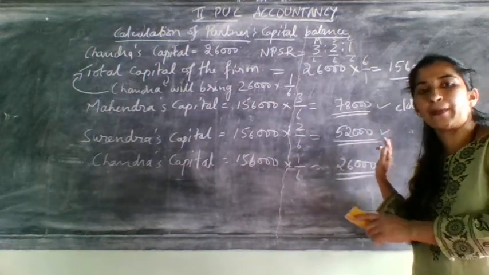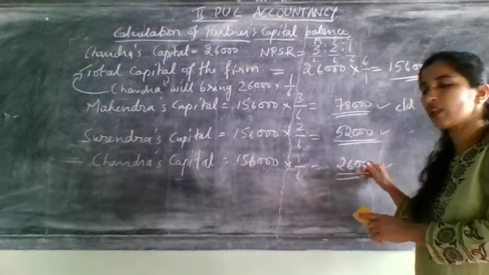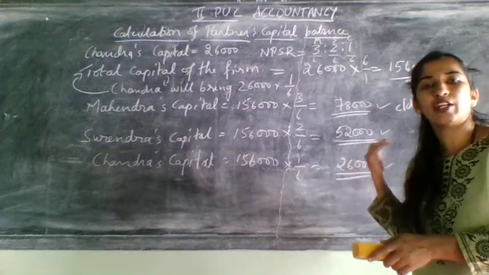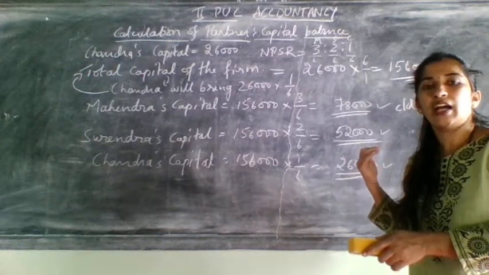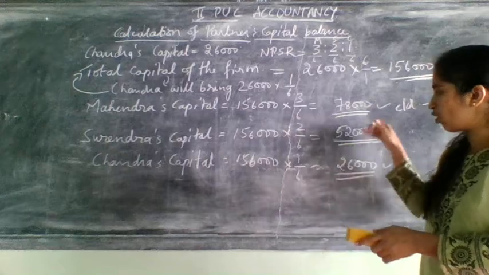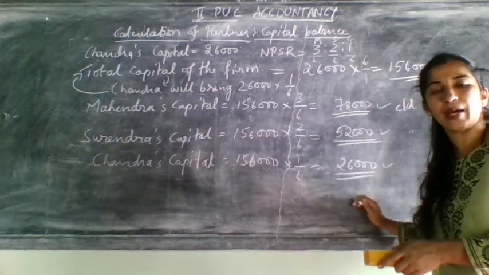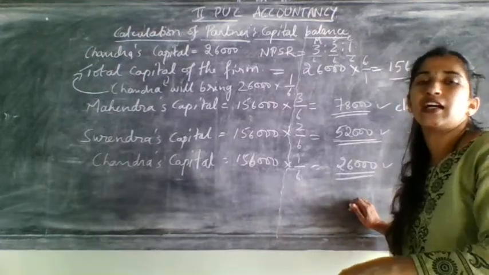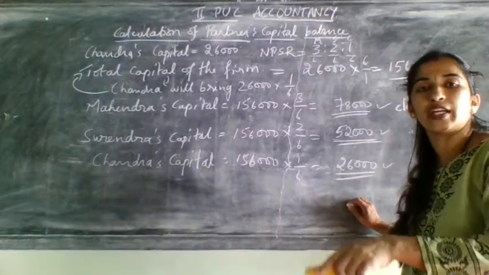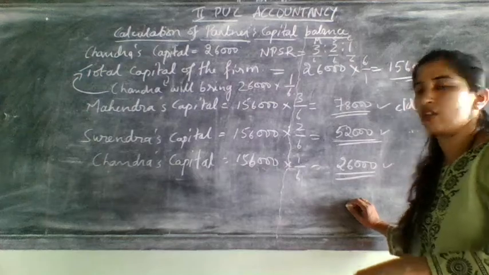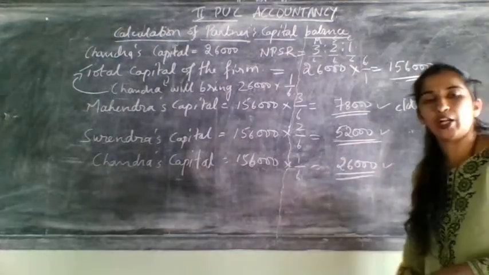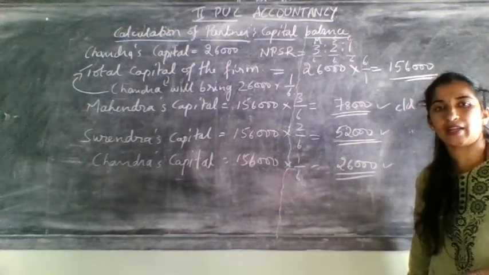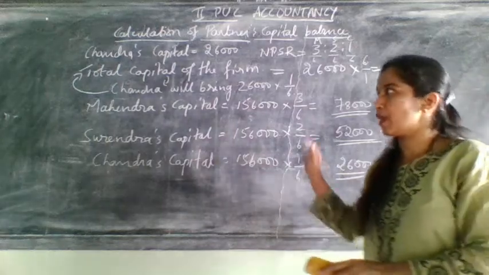If their capital balance is more than this, then they can withdraw the excess amount from their account. If they are not having this much capital balance in their account, then they need to bring the extra amount to their capital account. So that we will do while doing the partners capital account. Okay. So I'll explain once again.